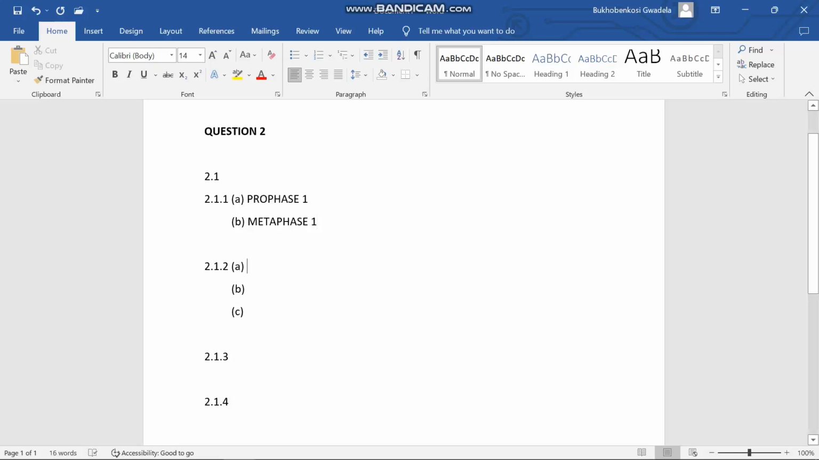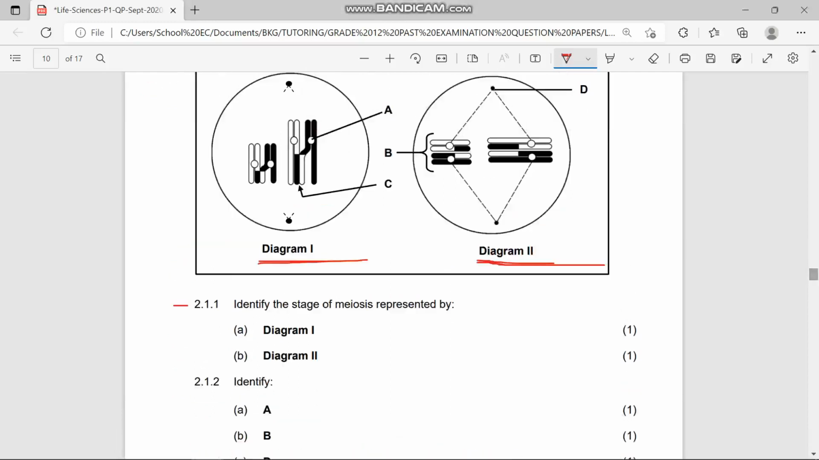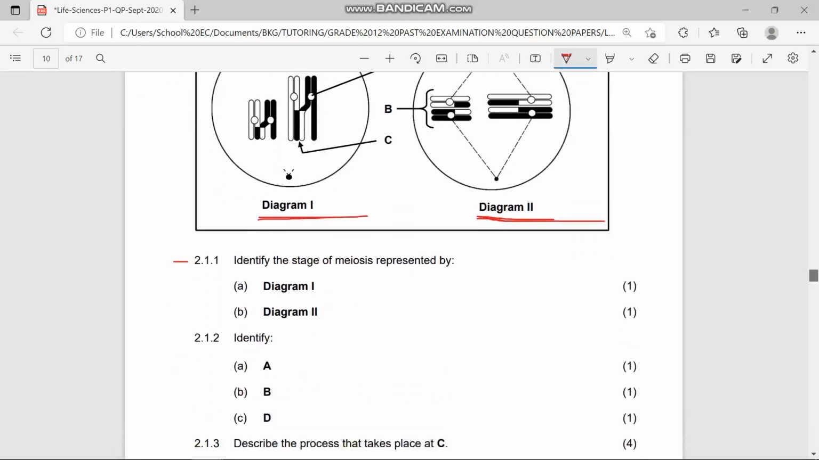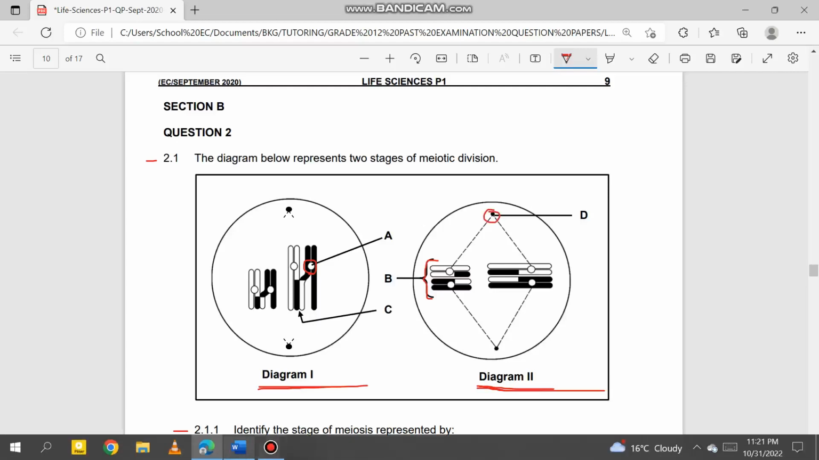So 2.1.2, let's jump to it fast and quick. It says identify A, B, D. Our A is a round thing that connects our two chromatids, so that's a centromere. Our B is homologous chromosomes. Our D is a centriole.